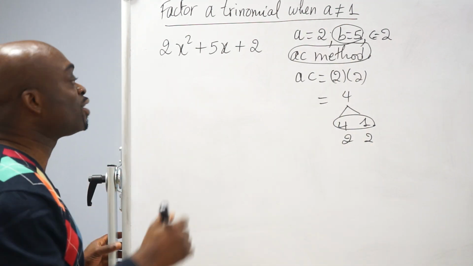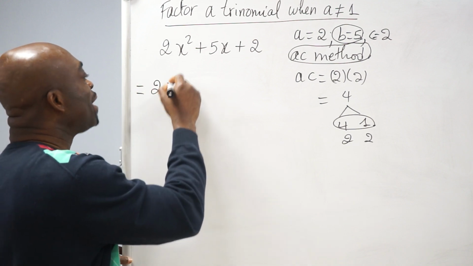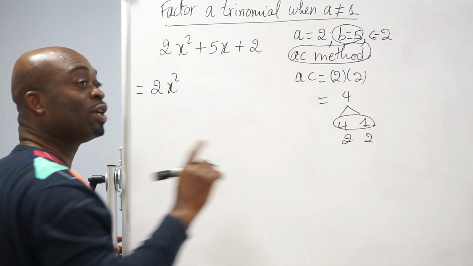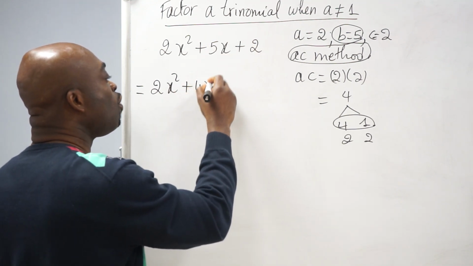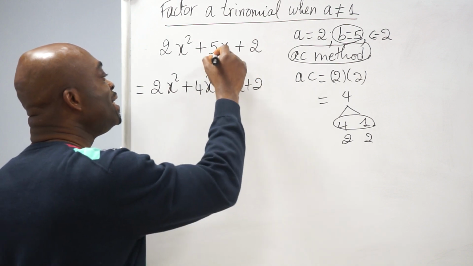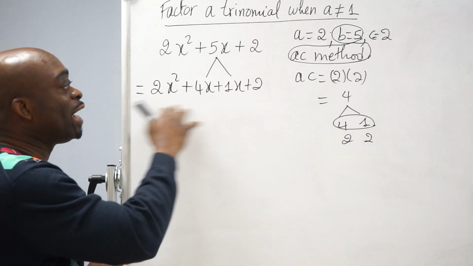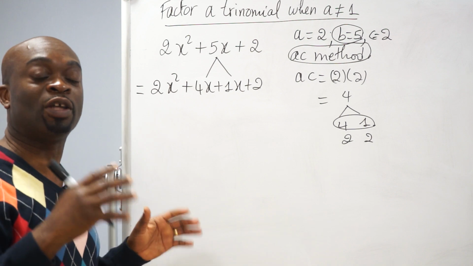You're good. All right? So once you do that, you get back here, and then you put back your 2x squared, which is your first term. Now, the 5x is not going to be 5x anymore. It becomes plus 4x plus 1x plus 2, because these are the two that add up to give you 5x. Okay? So now what do we end up with? 4 terms. Because we have 4 terms now, we're going to factor by grouping.